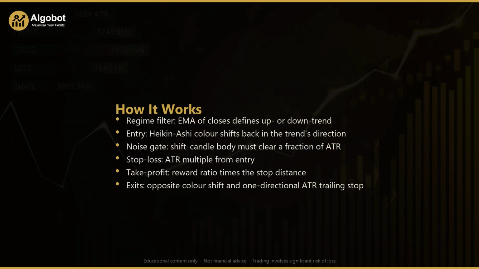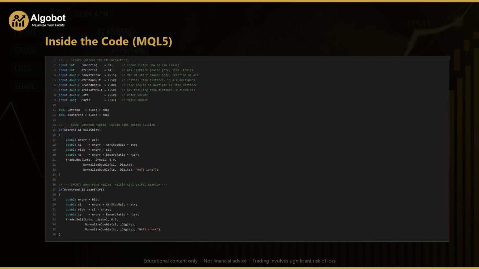Finally, the strategy holds only one position at a time per magic number, and it acts just once on each newly closed bar. Let's look at the actual MetaQuotes Language 5 code that runs inside MetaTrader 5. At the top are the input parameters, and these mirror the strategy's settings exactly.